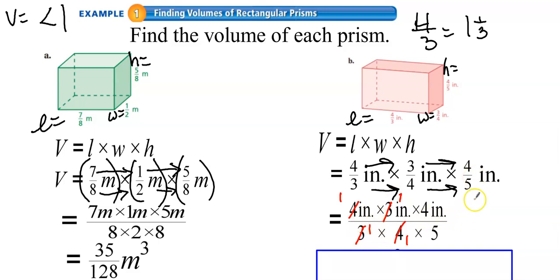When I multiply across, I have 1 times 4. And on the bottom, I have 3. Pay attention, that was a 1. I simplified. I have 1 times 5. I end up with 4/5. And inches times inches times inches is inches to the third power.